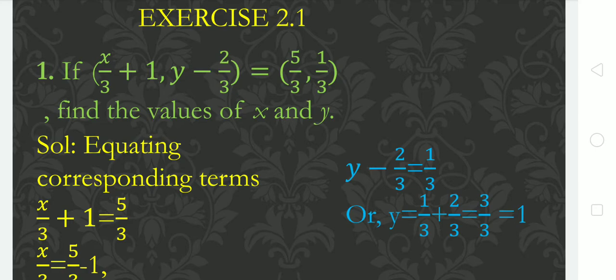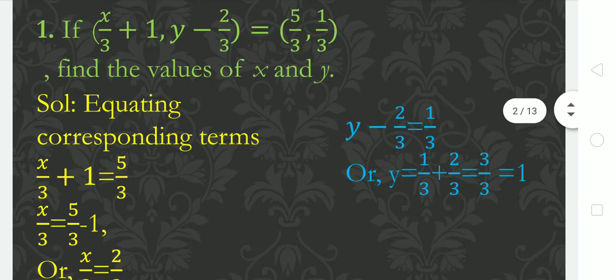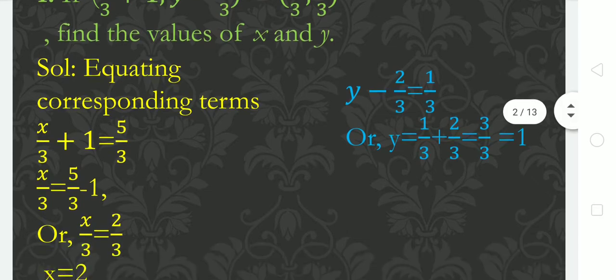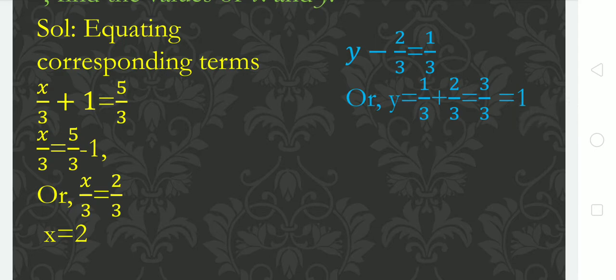So we get x by 3 plus 1 is equal to 5 by 3. So x by 3 is 5 by 3 minus 1, that is 2 by 3. So x by 3 is 2 by 3, therefore x is equal to 2. y minus 2 by 3 is equal to 1 by 3. So y is equal to 1 by 3 plus 2 by 3, that is equal to 3 by 3, which is equal to 1.